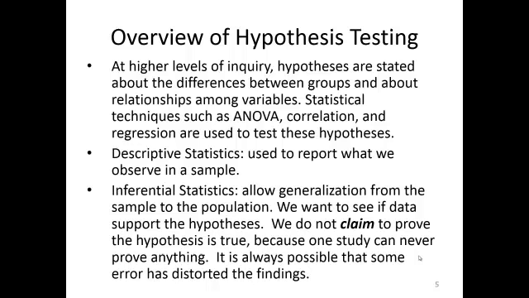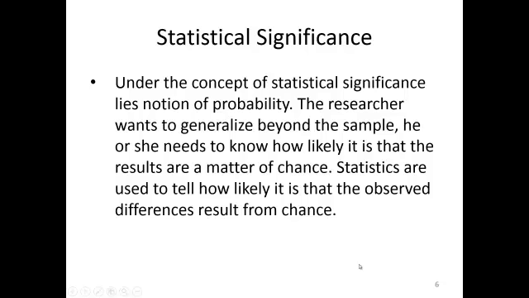We want to see if data support the hypotheses. We do not claim to ever prove a hypothesis is true. So we never say, yes, the hypothesis was proven. Instead, because one study can never prove anything. This is not law, and that's what law is. Law means that there are no ifs, ands, or buts. It is proven in all instances. With research, it is always possible that some error may have distorted the findings.